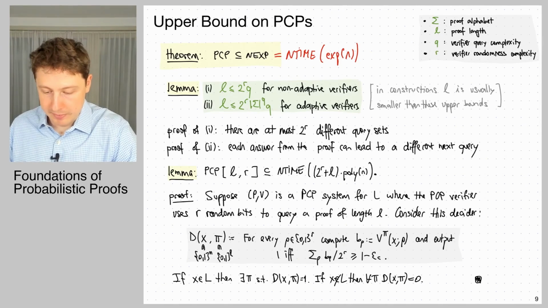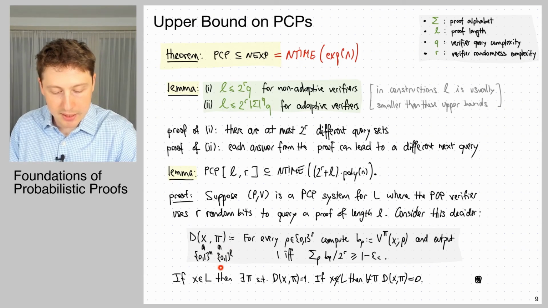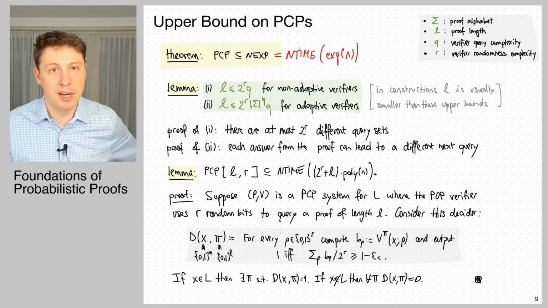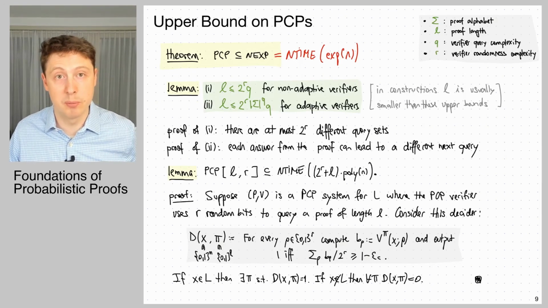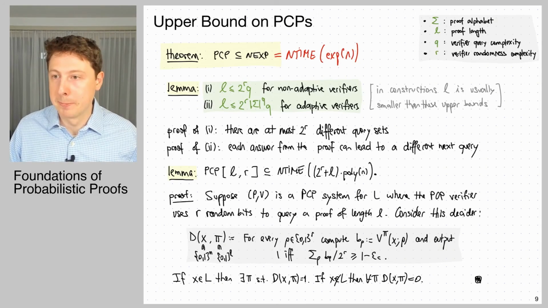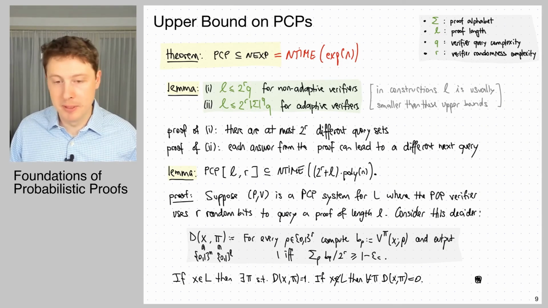Does this proof use more than polynomial space? The question is, does this proof use more than polynomial space? It sure does, because the proof length here could be exponential, right? And I need to read it in and operate on it by querying it. So I need to put it in my working memory, and every time there's a query, I need to go there and read off whatever the verifier wanted to read. So it uses exponential space as well. Good question. Any more questions about the upper bound?